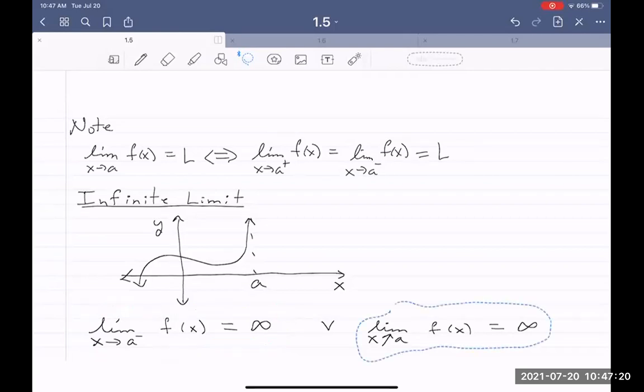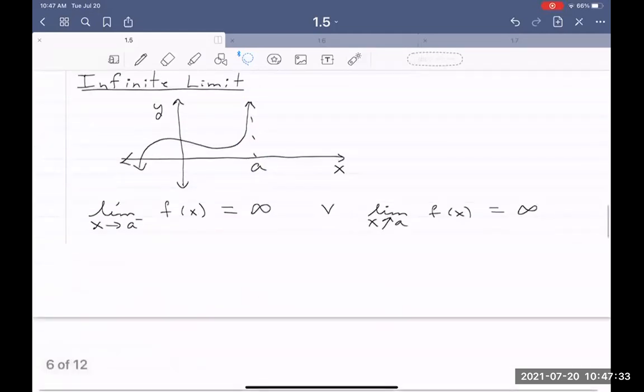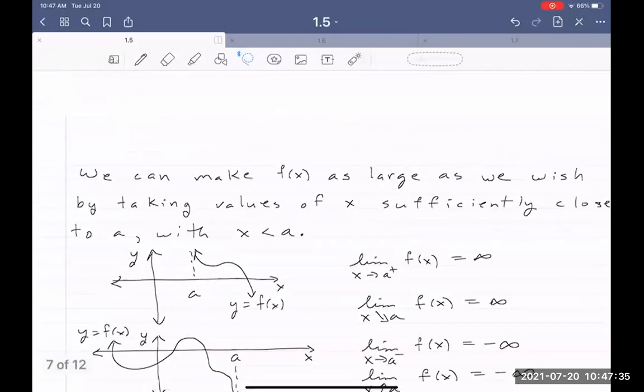Or we use this notation: the limit as x approaches A, again from the left, for values of x less than A, of f of x approaches infinity. This is true if we can make f of x as large as we wish by taking values of x sufficiently close to A with x being less than A.